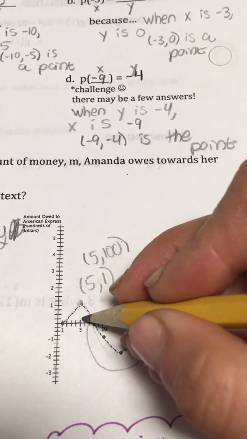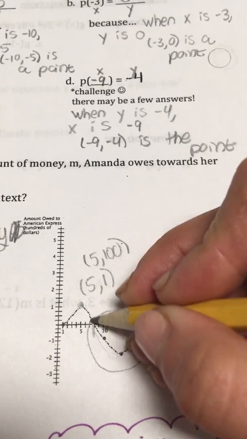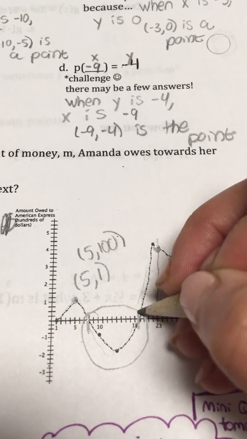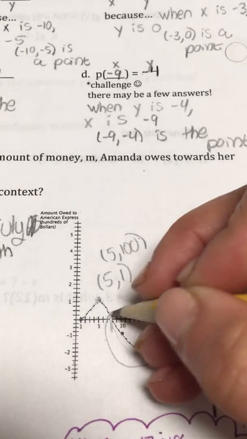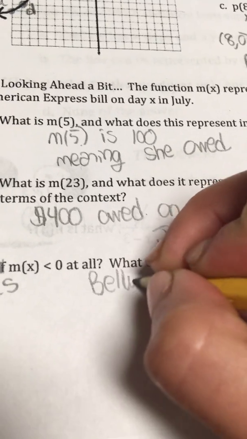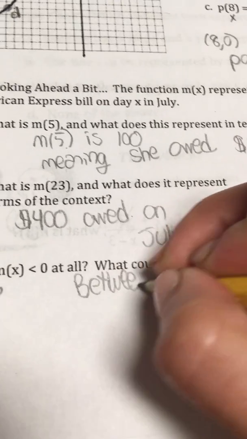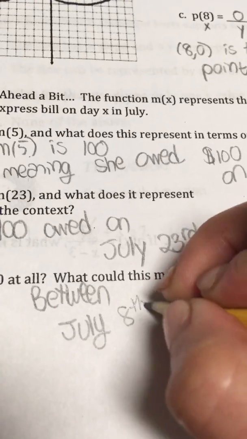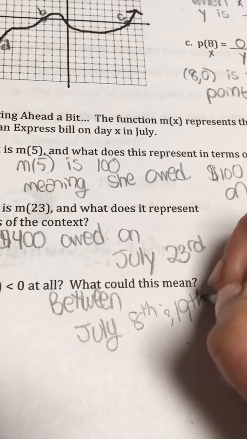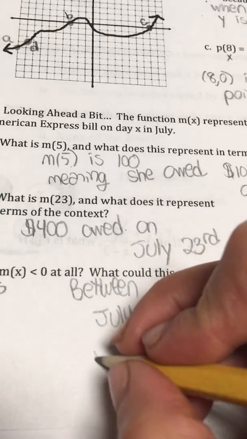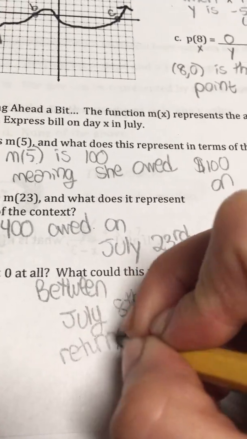So that looks like it's 6, 7, 8. So between the 8th day and, if that is 18, this would be 19. So between July 8th and July 19th, she owes negative money. So what could this mean in a real world context? Well, it could mean that she returned something that was worth more than she owed.